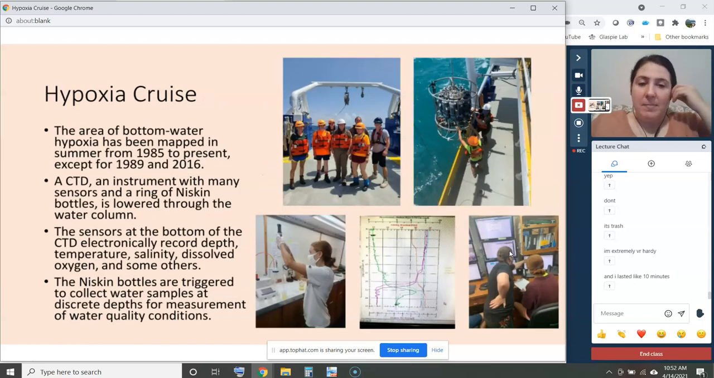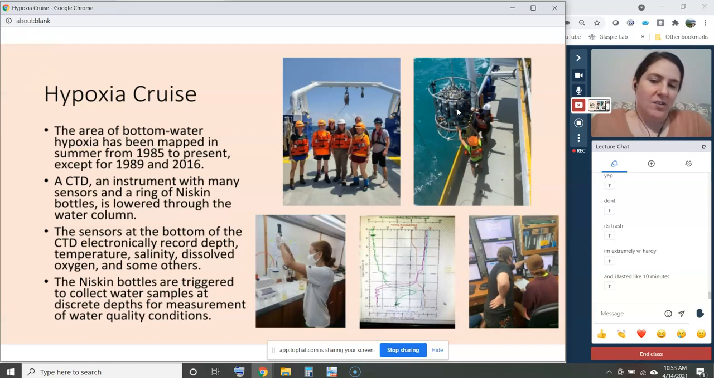So every year, as I mentioned, we go out on this hypoxia cruise to map the area of hypoxic bottom water. And last year, I was in charge of the hypoxia cruise. This is my science team right here, and I'm standing right here in the middle. When we go out, we visit the same locations every year. We'll go out and track the size of the dead zone, make sure we get to visualize where its different edges are. And the way that we do that is by dropping this instrument called a CTD over the side of the boat. It stands for conductivity, temperature, depth.